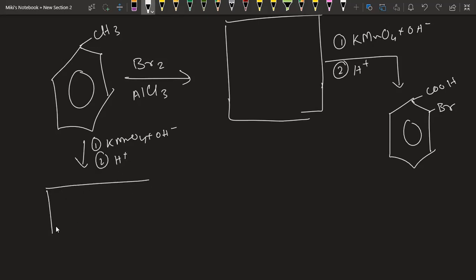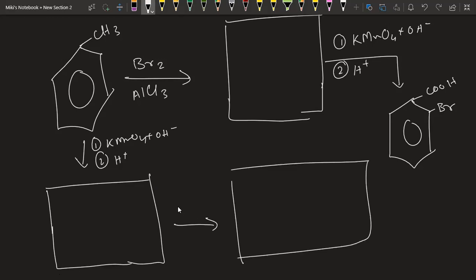What should we get here? That's what we need to find. And from there, we should be adding something. In this case, let's say HNO3 and H2SO4. So what should we get here? Try to do it. Wait, we have one more thing left here.